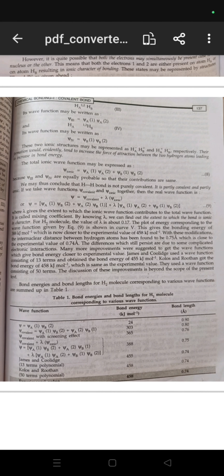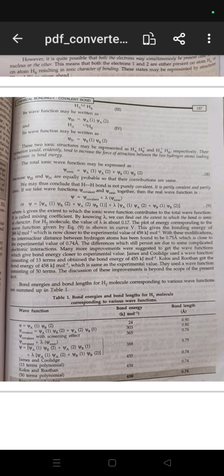The two ionic structures may be represented as Ha Hb and Ha+ Hb-. Their formation would evidently tend to increase the force of attraction between the two hydrogen atoms, leading to an increase in bond energy. It is called the mixing coefficient. By knowing lambda, we can find out the extent to which the bond is ionic in character.